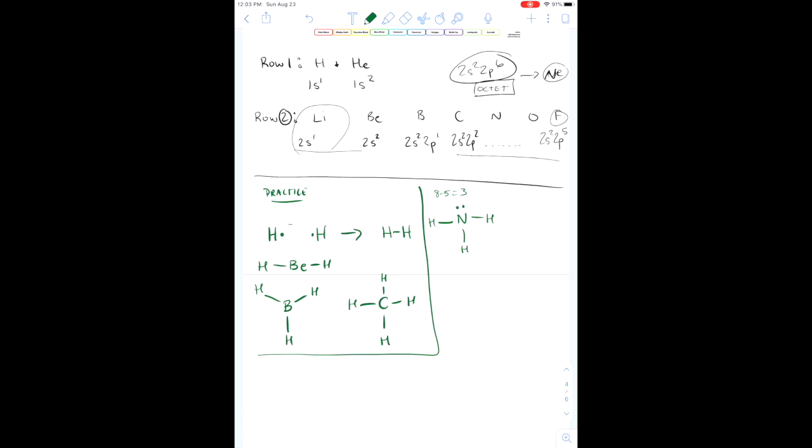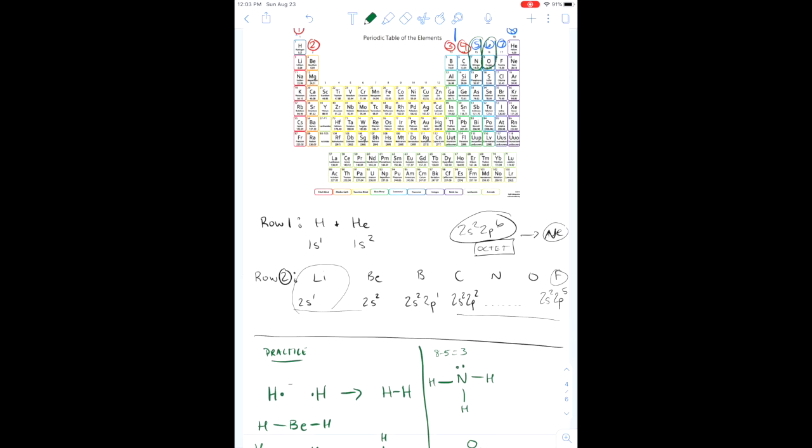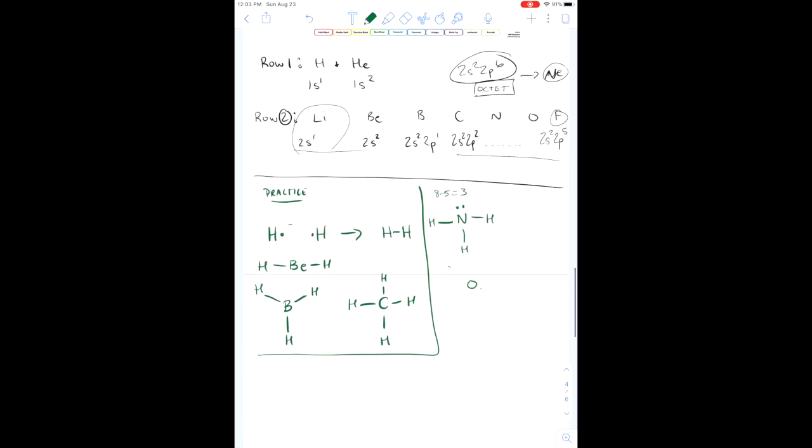And now for oxygen, we can pretty much do the same setup, right? We have oxygen in group 6, it has 6 valence electrons, and so we do 8 minus 6 is equal to 2. So it typically has 2 bonds, right? And this is water. We're familiar with that.